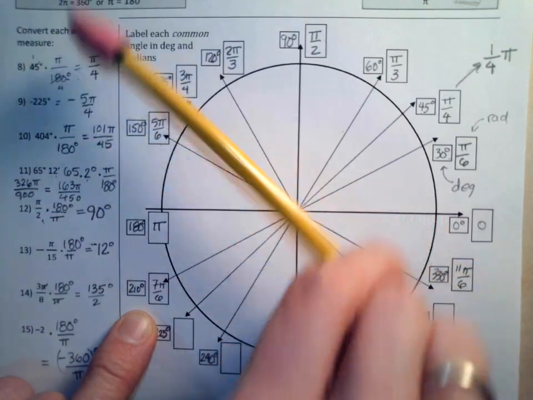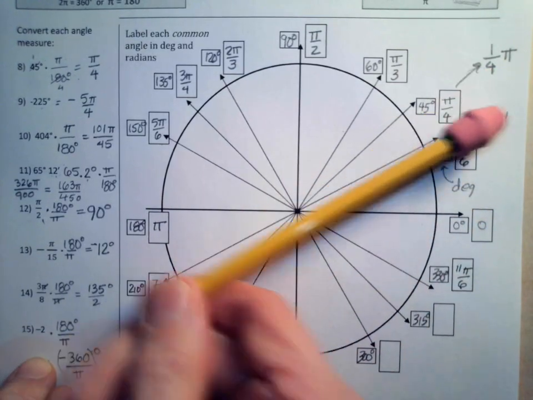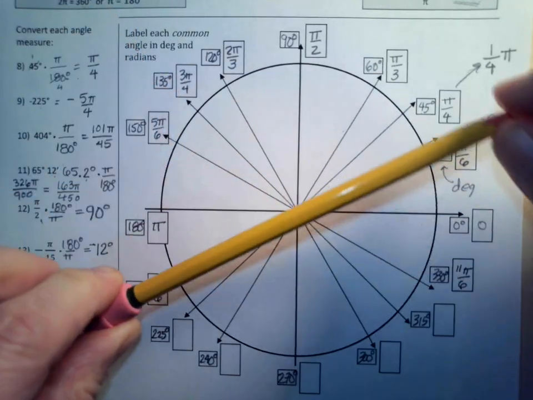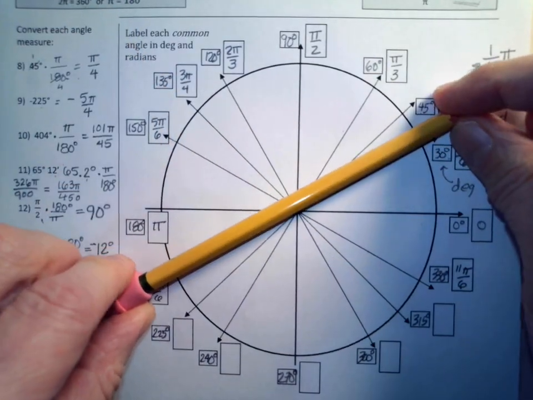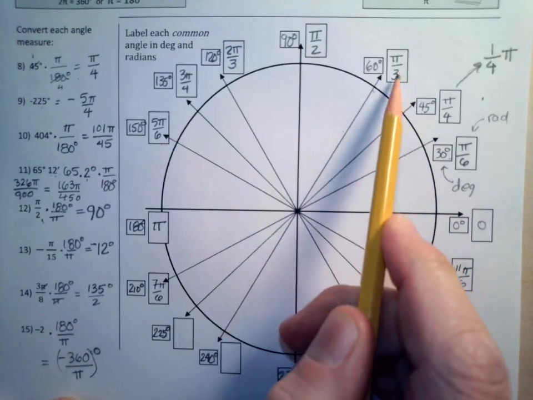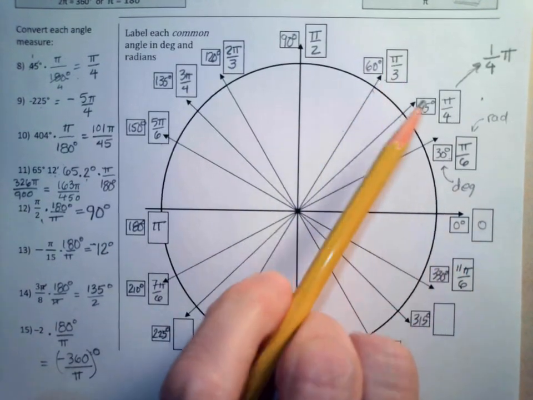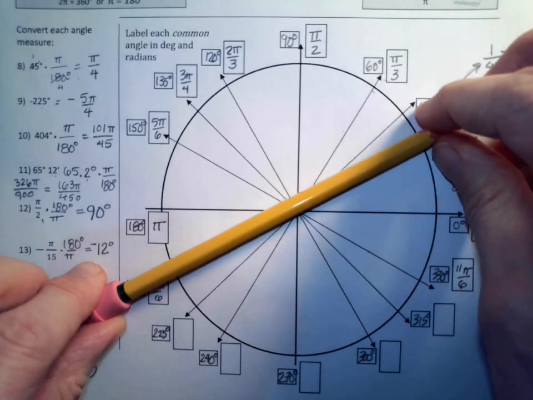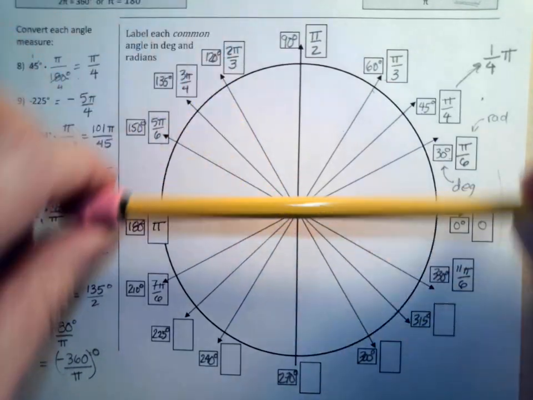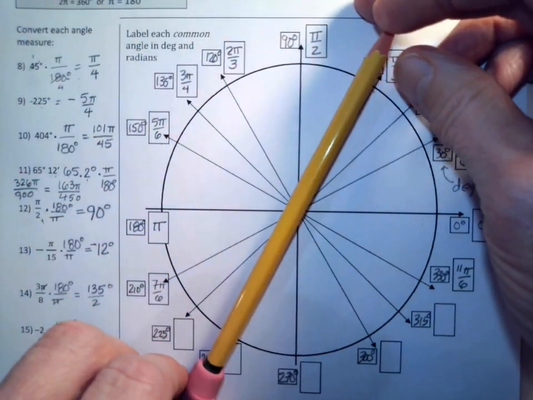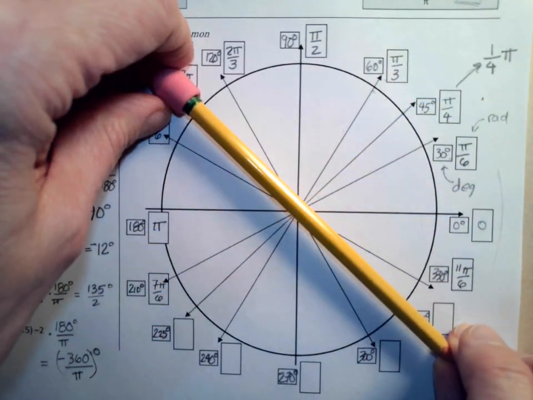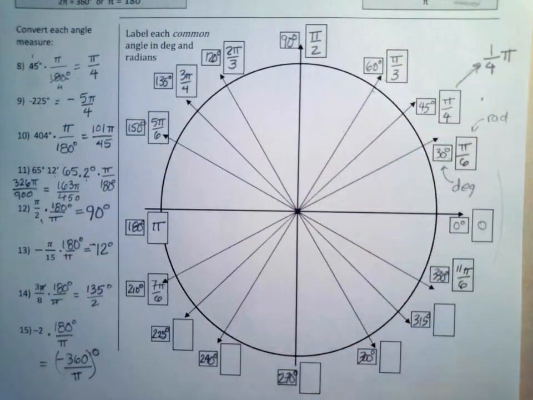So the pi over 6s are here and here, right? So 5 pi over 6, 11 pi over 6, pi over 6, 7 pi over 6. Now there are other sixths, but this is 2 pi over 6, which would reduce to pi over 3. So the pi over 6s are these shallow ones here and here. Then pi over 3s are going to be these more steep ones here and here. And then the 45s are the pi over 4s. Okay. All right, so let's keep going.